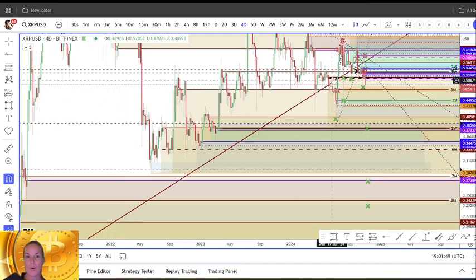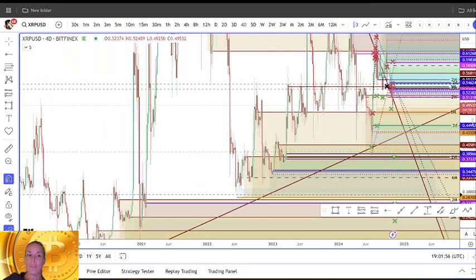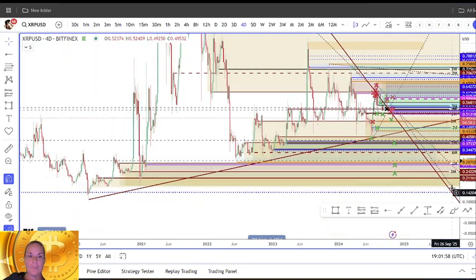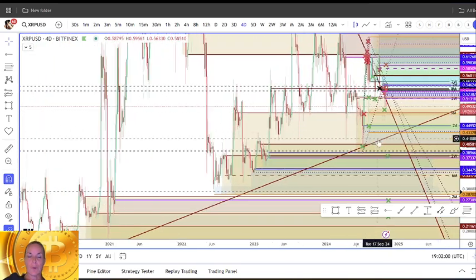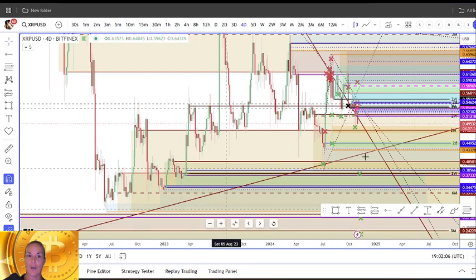It broke previously, then came back above. Let me just have a quick look at the linear chart. We're still holding it, but the log chart is broken. So again, it's possible we get that bounce and hold through here, and it still holds that lower trend line.